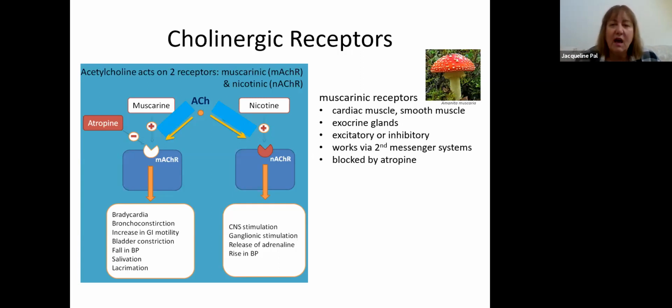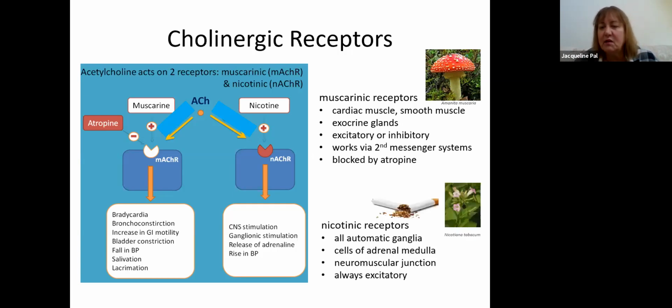All right. In contrast to the muscarinic receptors related to the amanita mushroom, the other type are called nicotinic receptors because they're related to the flowering plant Nicotiana, which is the tobacco plant, okay? And so this is what's found in all of our autonomic ganglia and in our adrenal medulla cells, as well as the neuromuscular junction. And it's always going to be excitatory. So it's always going to cause muscle contraction, okay? As opposed to the muscarinic receptors, where it can be excitatory or inhibitory. So that's it for cholinergic receptors, where acetylcholine is acting on either muscarinic or nicotinic receptors.